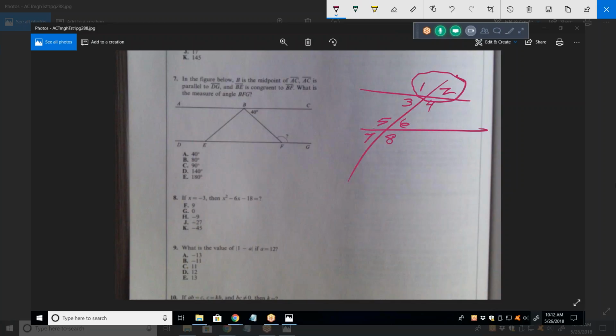So in this picture, here's our transversal. You got to kind of learn to eliminate lines that we don't need. The only thing they've told us that's important is this line is parallel to this line, and that's a straight line transversal. So what's this angle right here? 140, exactly.